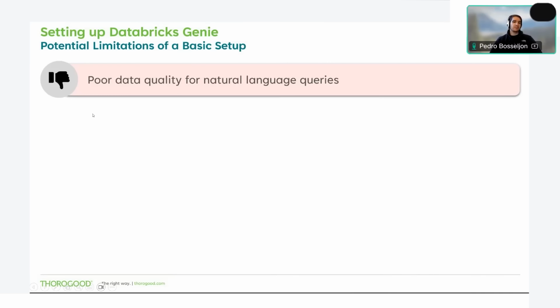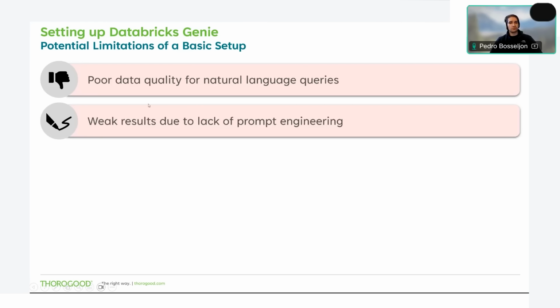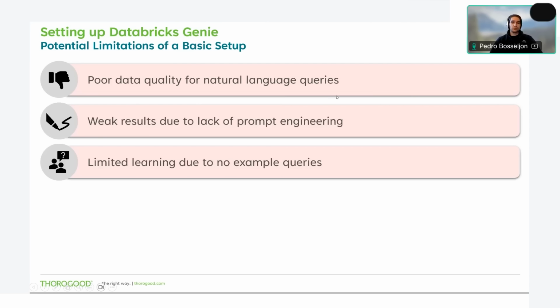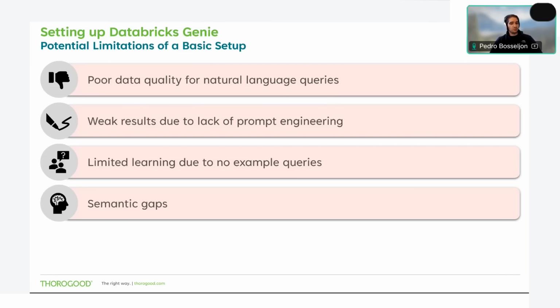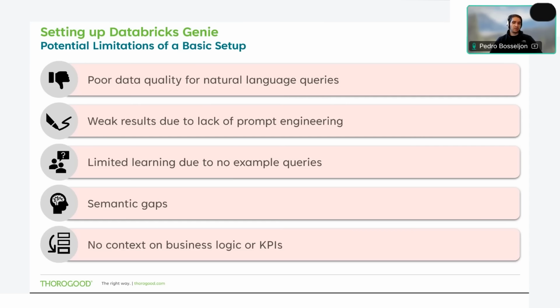Firstly, poor data quality for natural language queries. If our data is not Genie friendly, it might not be able to understand our data. So we have to make sure that our data engineering is on point. Weak results due to lack of prompt engineering might also make for weak results. Limited learning due to no example queries. So Genie might not have queries to work on top of, so it might have limited learning and also limited results. There might be semantic gaps in our data. So this means information that is not there based on just the data set itself and in its context. There might not be any context on business-specific logic or our KPIs.